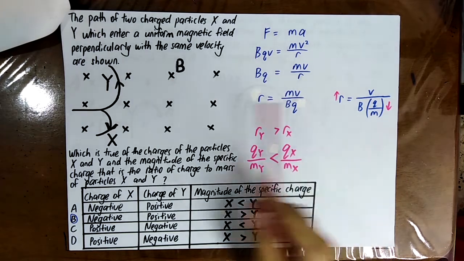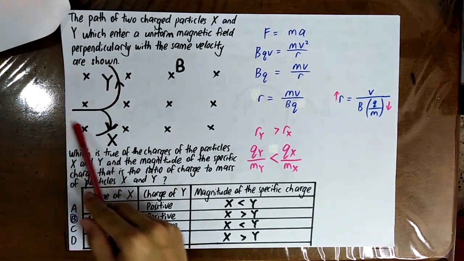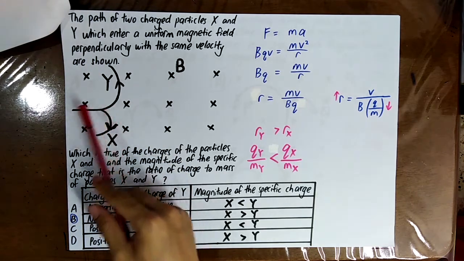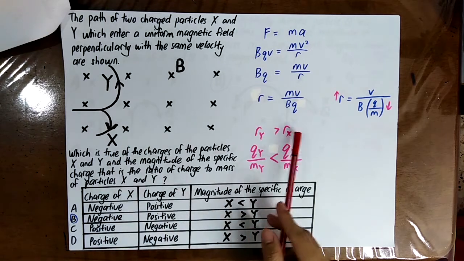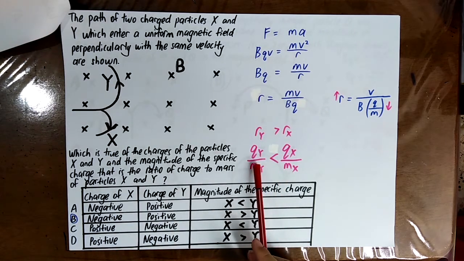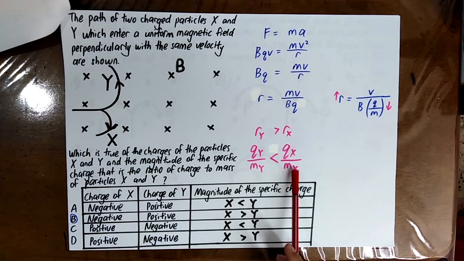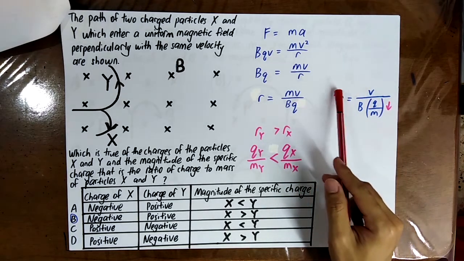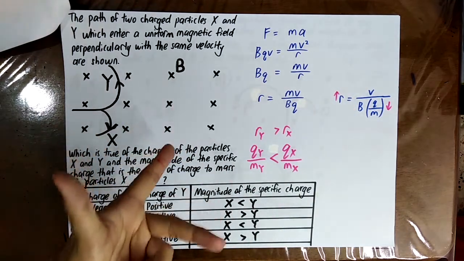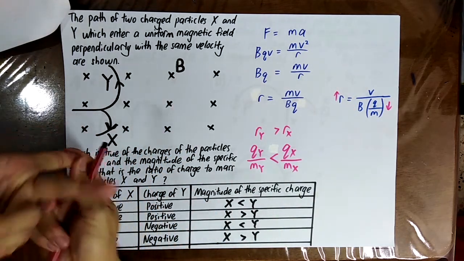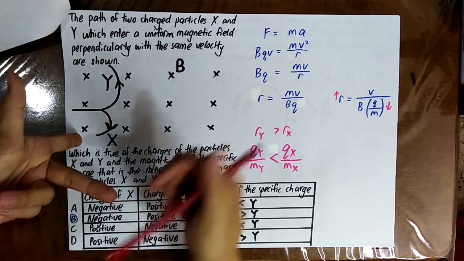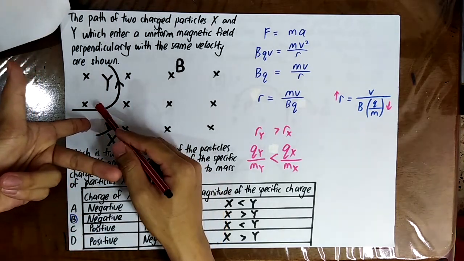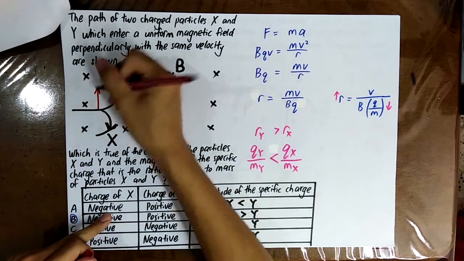So you know that the circular path of Y is like this, and the circular path of X is like this. That means that Ry is larger than Rx. Therefore, Qy over My is less than Qx over Mx, because when Q over M decreases, R increases. And then you use your Fleming's left-hand rule. You know that B is into the page and V is here. So for Y, it's a positively charged particle because the force is towards the center of the circle.